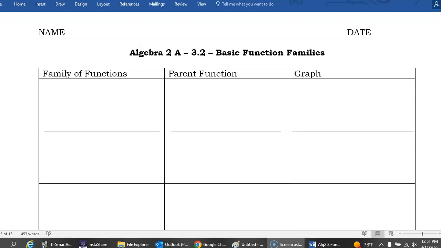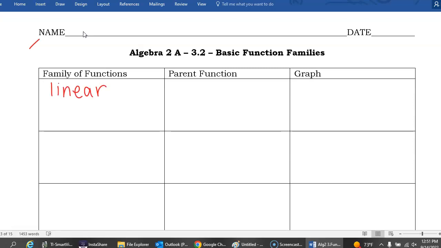This is Algebra 2A, Lesson 3.2, Basic Function Families. So we're going to look at 4 function families, their equations, and what their graphs would look like. We're going to start with the linear function.